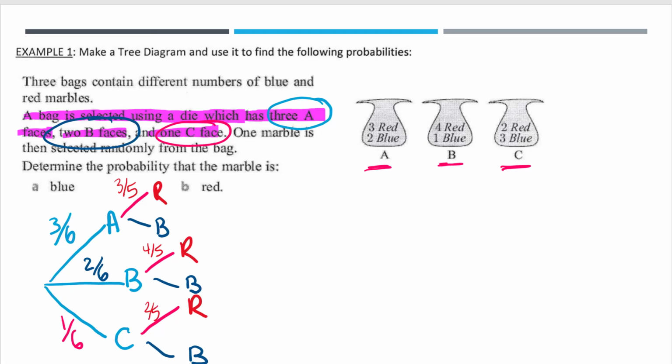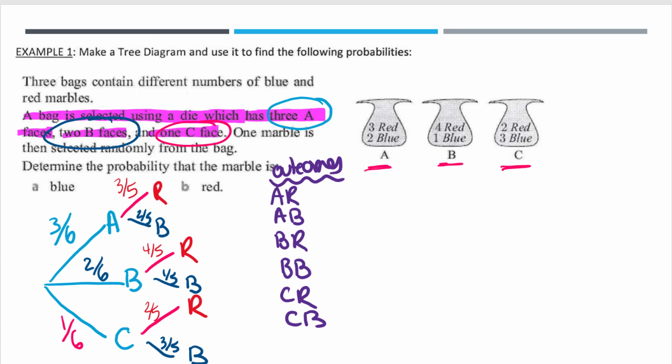Going back to bag A, 2 of the 5 are blue, 1 of the 5 are blue in bag B, and 3 of the 5 in bag C are blue. So let's put together our outcomes. So here are the outcomes. The first column is the bag, the second column is the color. Now we're going to determine the probability for the outcomes.